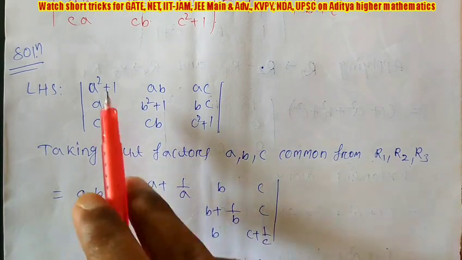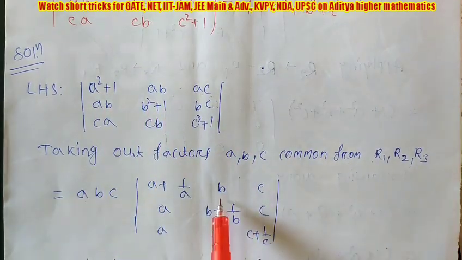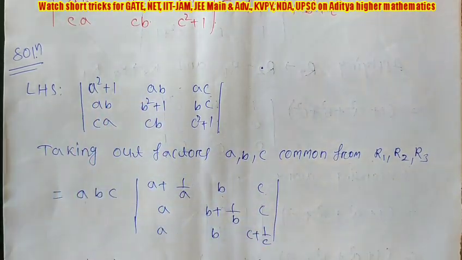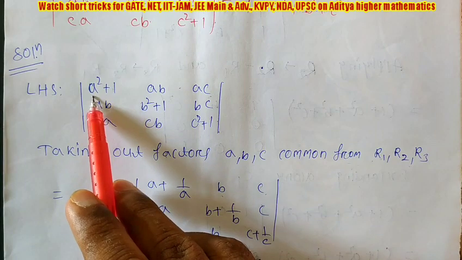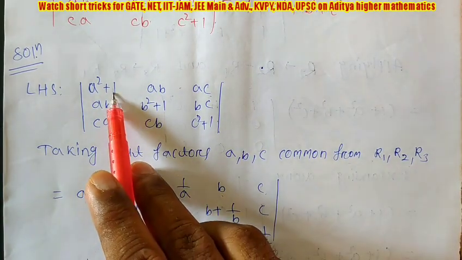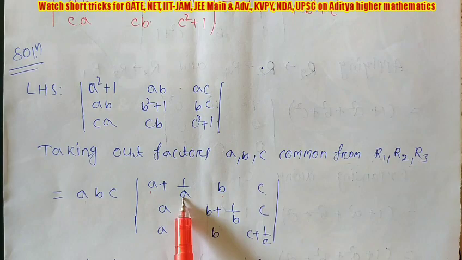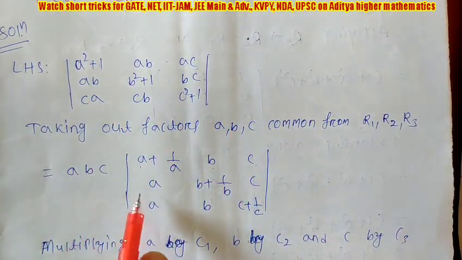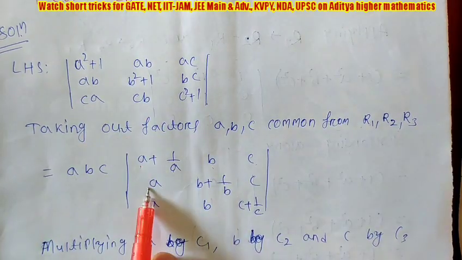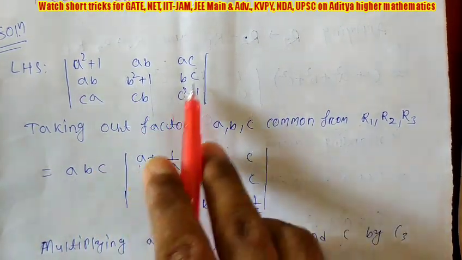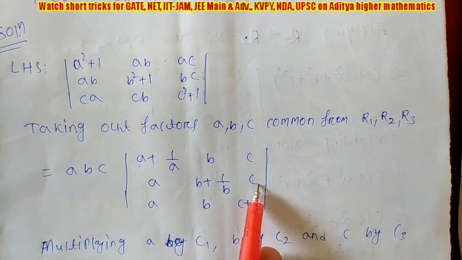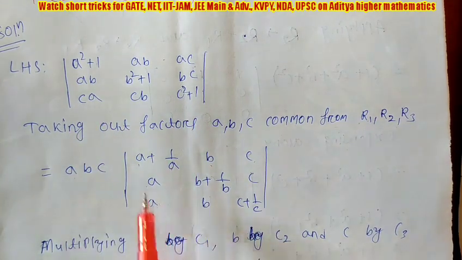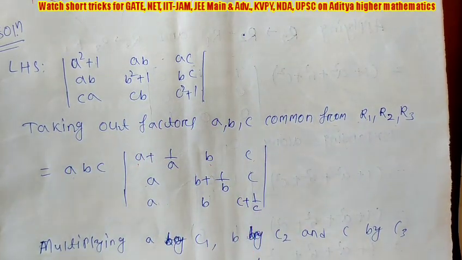So now take A common from R1. So it is AB, AC, so we will get B, C. But here there is no A, so you need to divide by A. If you divide A square by A, you will get A. And when you divide 1 by A, you will get 1 upon A. Simple step. Similarly, take B common from R2. So here you will get A because it is AB. Now it is B plus 1 by B, and it is B. You are taking common, so you will get C only. Similarly, in the third row you take C common, so you will get A. Here it is B, it is C plus 1 by C.